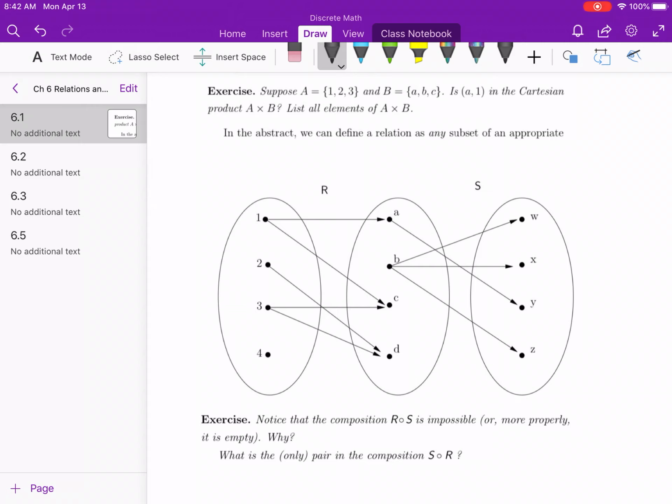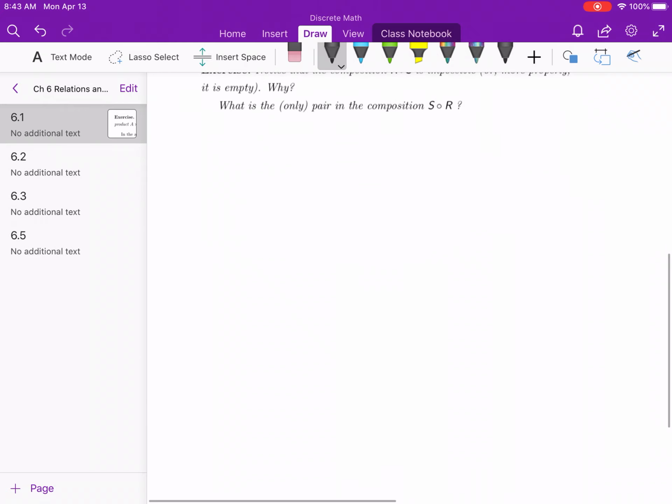So let's look at this first exercise up here. Suppose A is the set 1, 2, 3, and B is the set A, B, C. It says, is the ordered pair (a, 1) in the Cartesian product of A cross B? And then we can list all the elements of A cross B. So one thing to think about is, what is A cross B? Can I say that (a, 1) is or is not in that? So let's actually define A cross B.